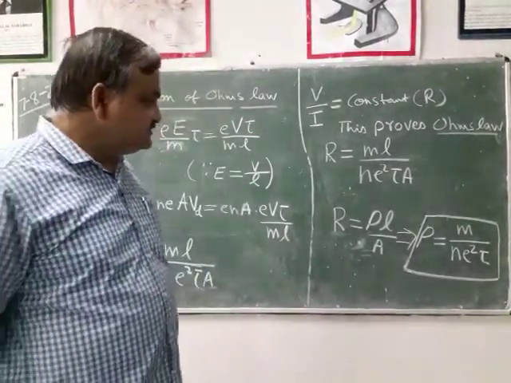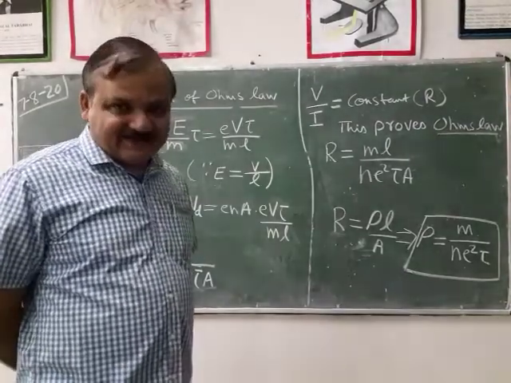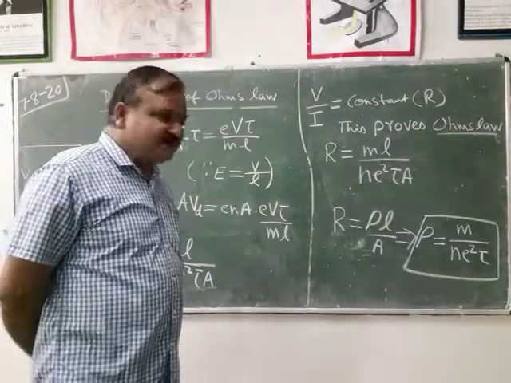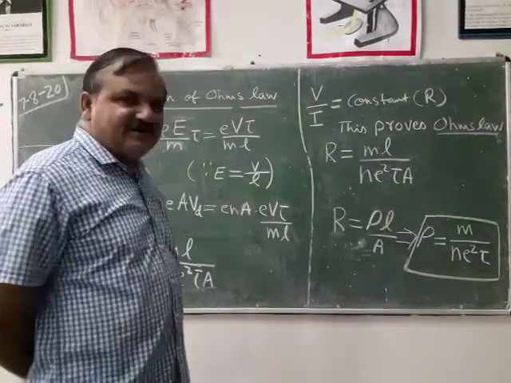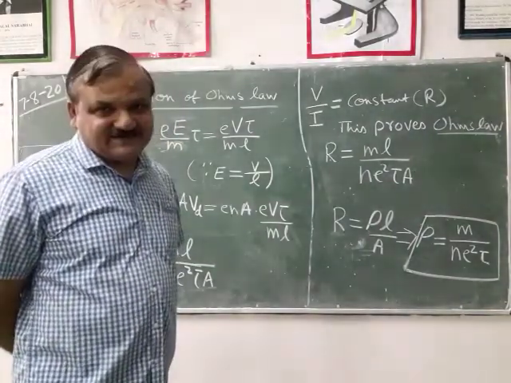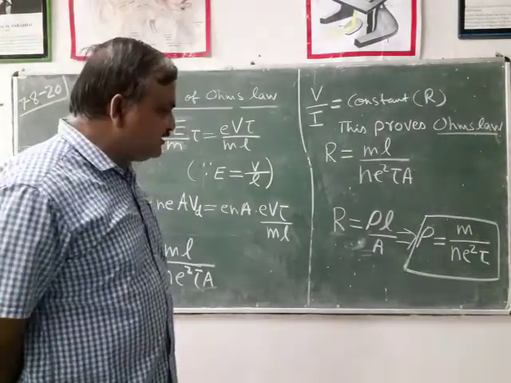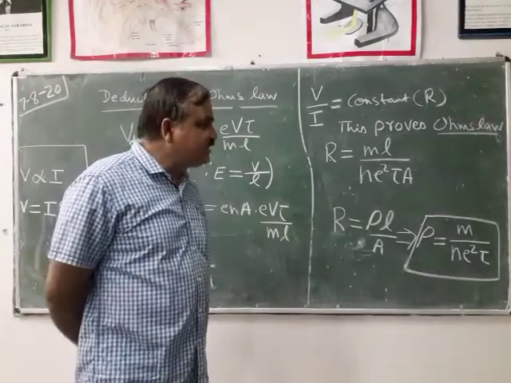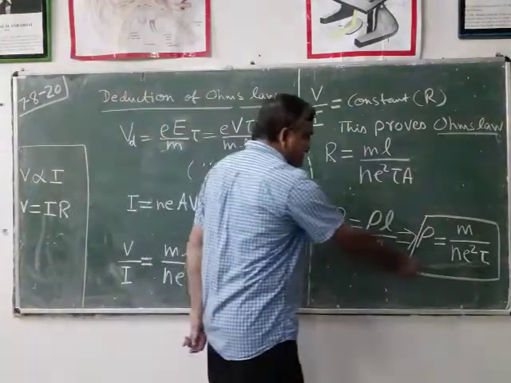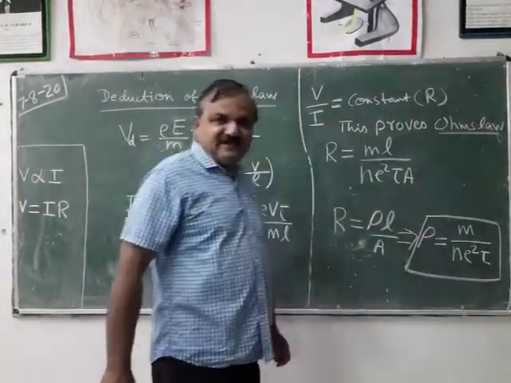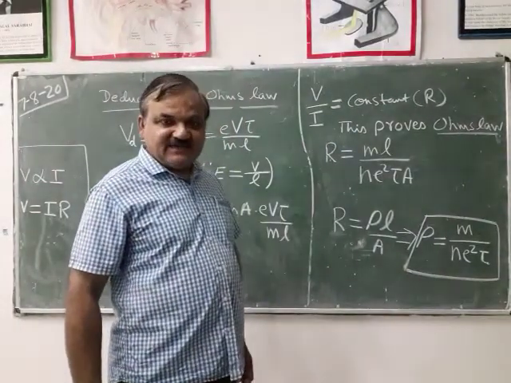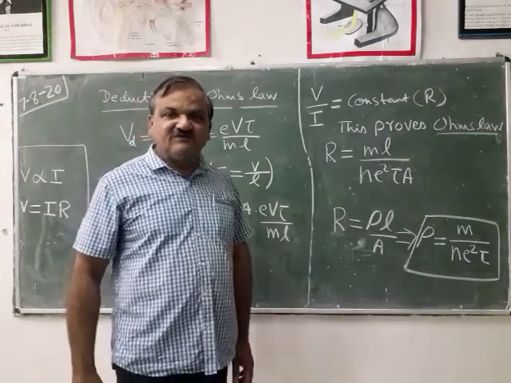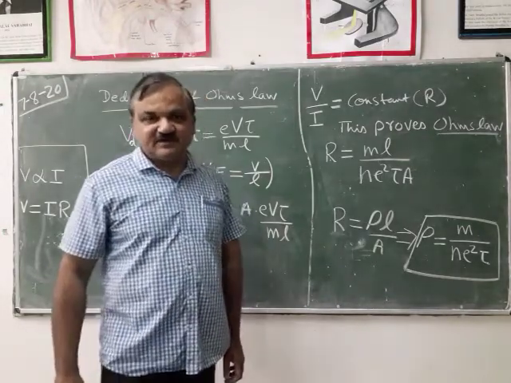So rho does not depend on L and A. So rho is independent of the dimensions of the conductor, and rho only depends on small n, the number density of electrons, and tau, the relaxation time. The relaxation time is the average time elapsed between two successive collisions of an electron in the conductor.